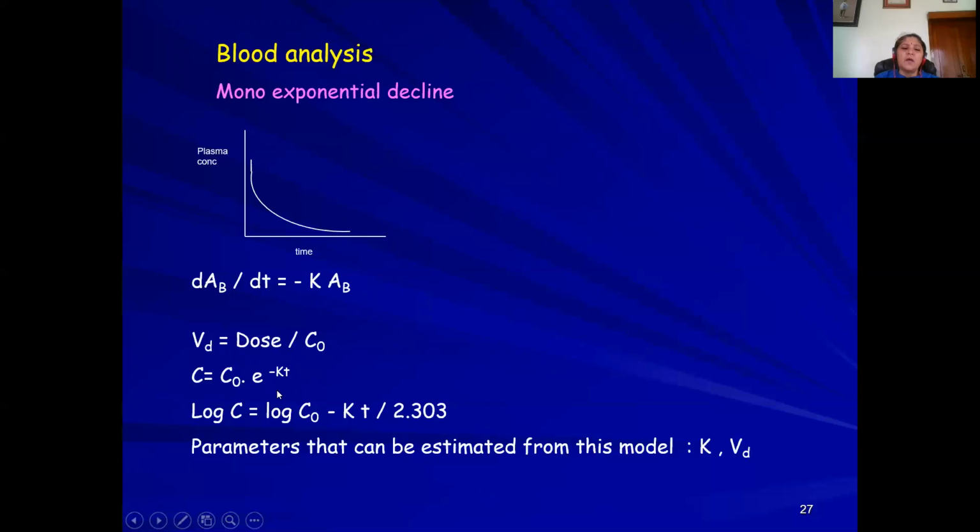minus kt. Here you can see you have got one exponent e. That's why it is called mono-exponential decline. And this is known as the mono-exponential equation. And if we take log of this, we can say log C is equal to log C0 minus kt divided by 2.303, where this is log to base 10. The parameters that can be estimated from this model are K and Vd.